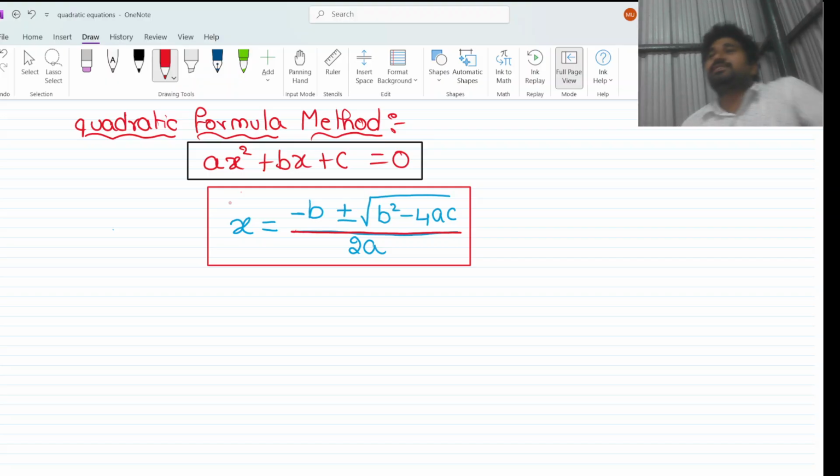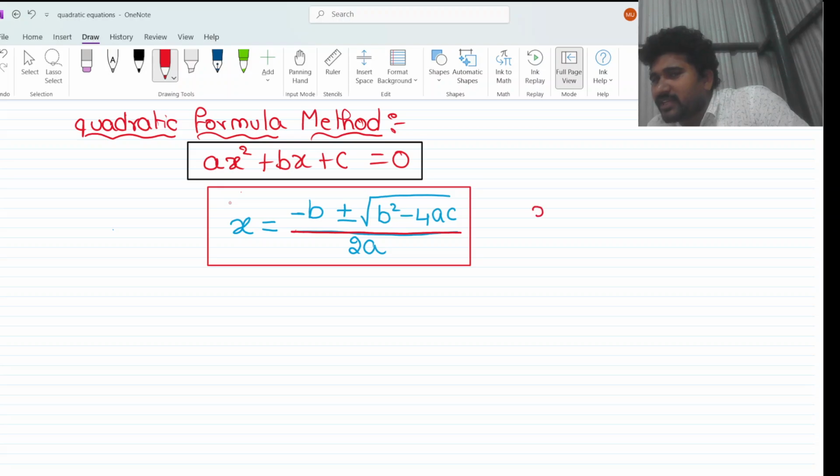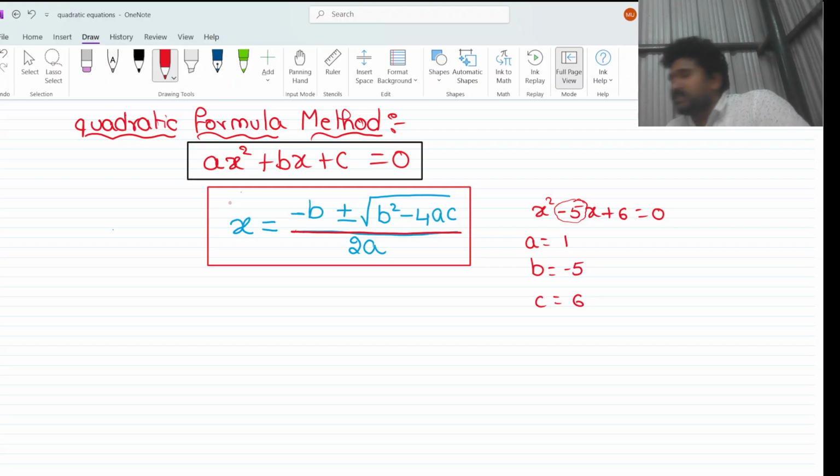Okay, fine. Quiet. I hope everybody is clear with the formula, right? Now, what is the question I asked? X square minus 5x plus 6 equal to 0. Correct? What is A? The coefficient of x square is 1. What is B? The coefficient of x. Correct? What is C? Substitute in this.